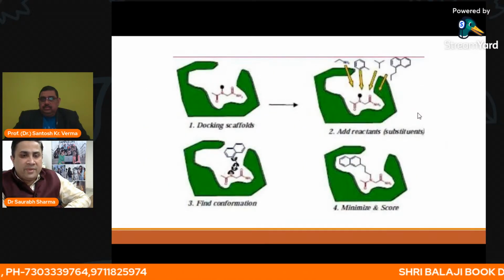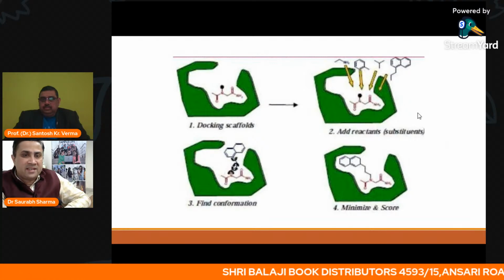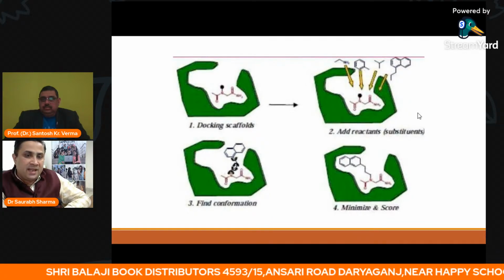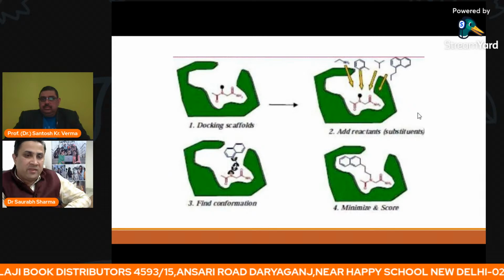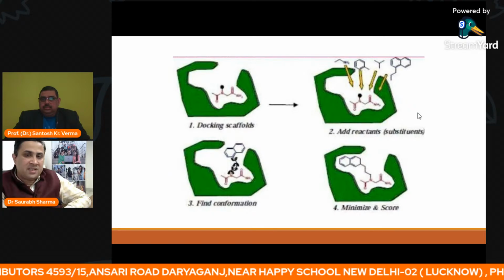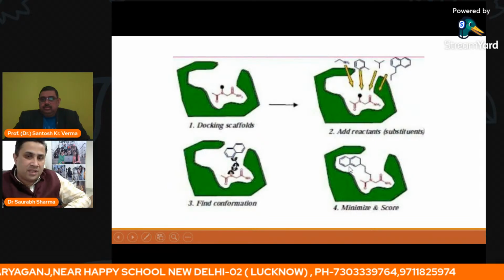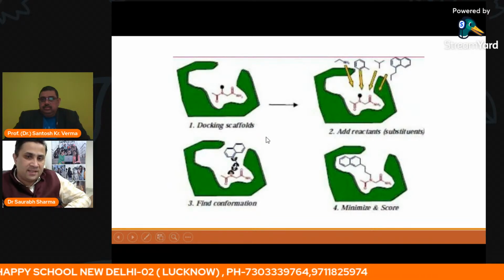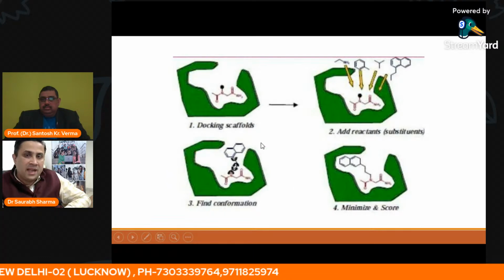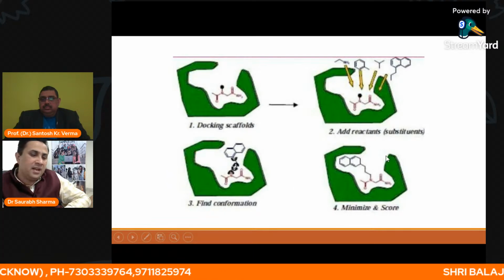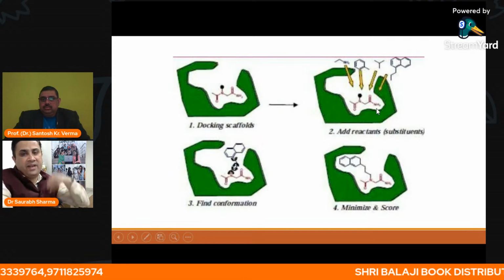Now this is the same point of view that we have just discussed. First is the docking of scaffolds, then add reactants and substituents, and then find the best conformation, which has the minimum score, and this is the best binding compound. So this is the point we were talking about, and here the best compounds can be taken out after the derivatization.